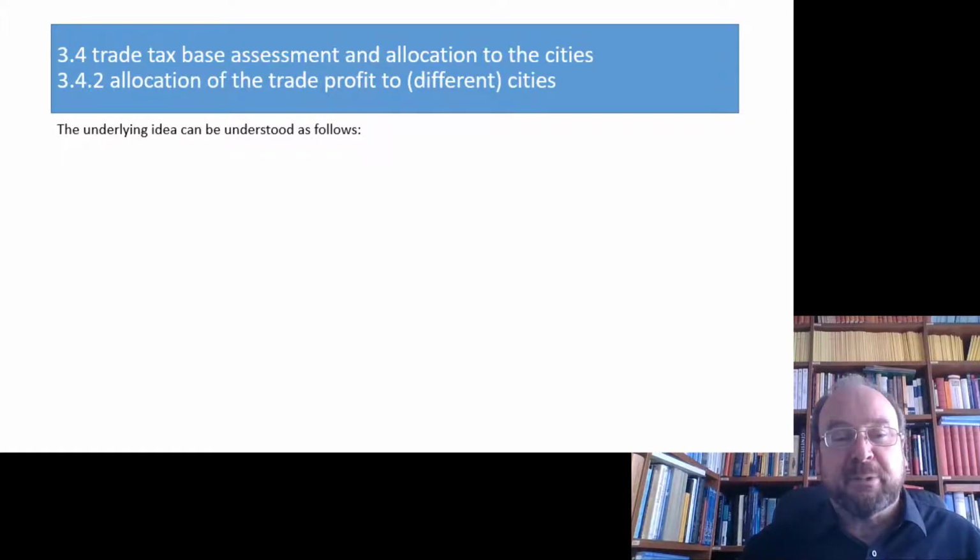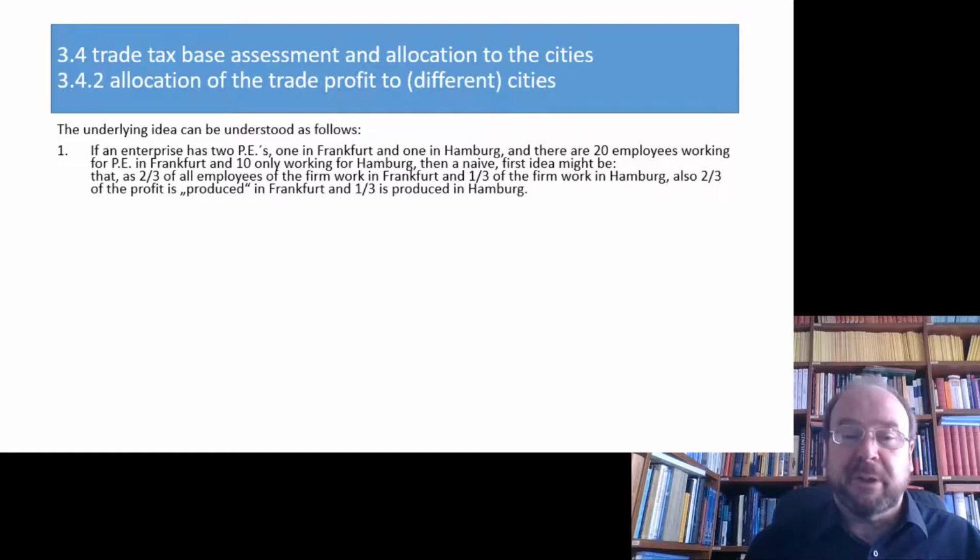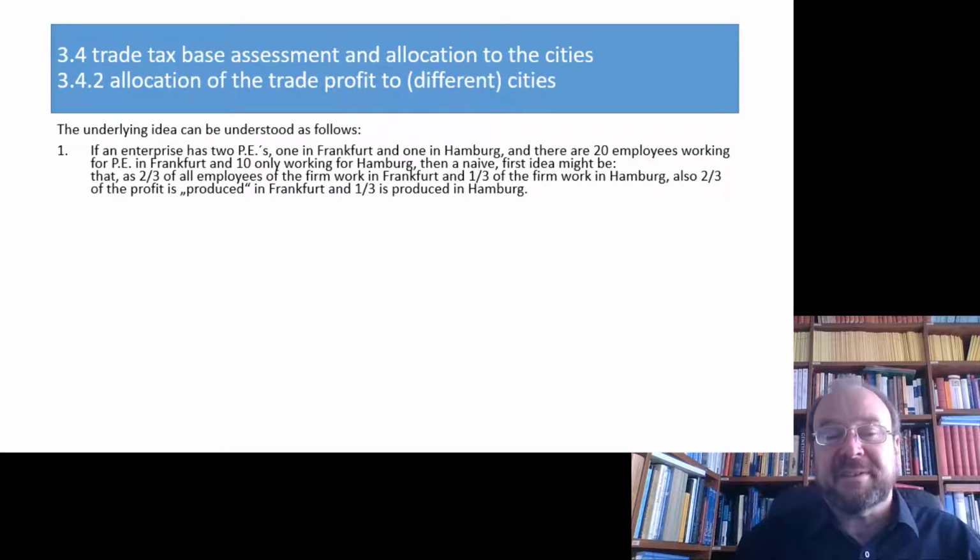So the next approach is probably comparing the number of people working there. Imagine 20 employees work in a PE in Frankfurt and only 10 work in Hamburg. Then the first naive idea might be that 2/3 of all the work is done in Frankfurt and 1/3 of all the work is done in Hamburg. So 2/3 of the overall profit have their cause in Frankfurt and 1/3 is produced in Hamburg. Sounds promising, sounds logical, is a reasonable assumption.